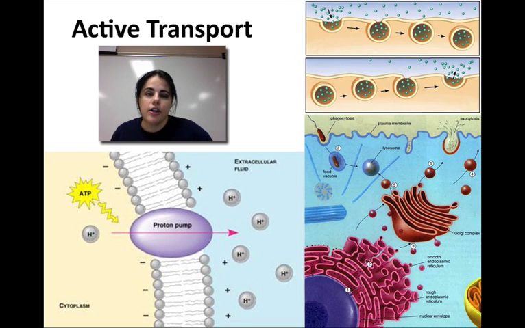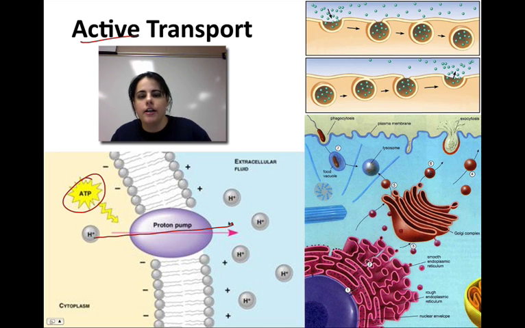Let's look at active transport. Active transport is when you do need energy because it is active, and so you'll see ATP being available, and you're going to pump things from where there's less to more. So these hydrogen ions are being pumped from where there's less to more. So low to high concentration.